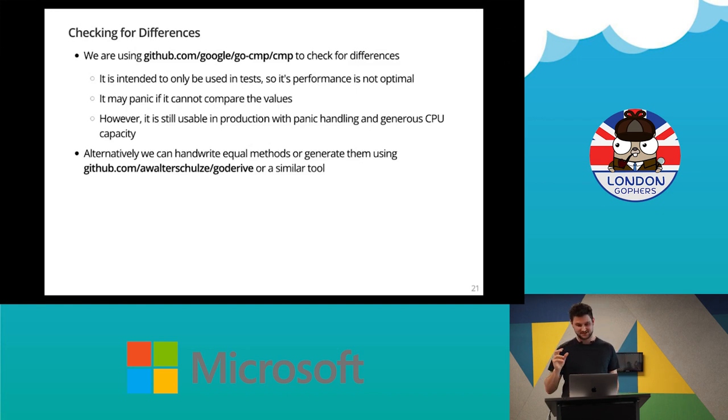So if you handle your panics properly, and if you give your proxy enough CPU resources, then you should be all right. Or if you only diff a sufficiently small amount of your traffic. Alternatively, you can handwrite the equal methods. That's usually the fastest way to go. Or you can use a tool such as go-derive, where you tell the tool to generate your equal methods.